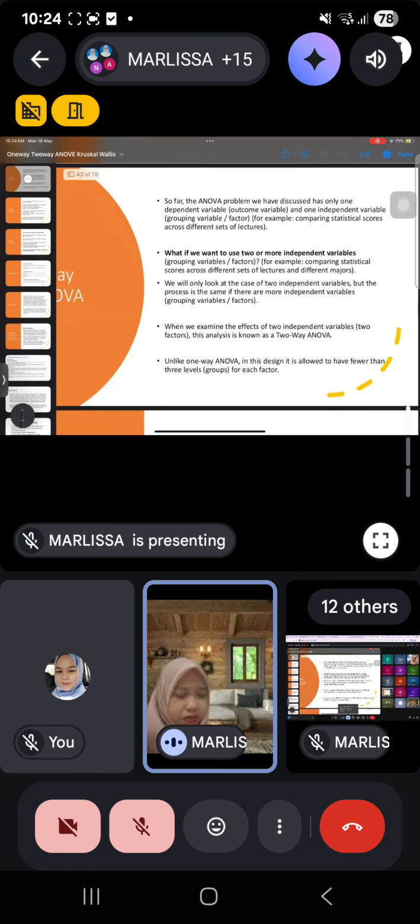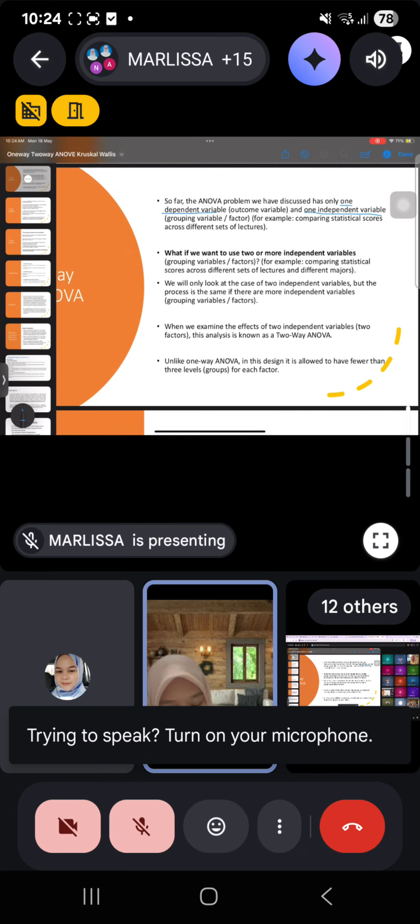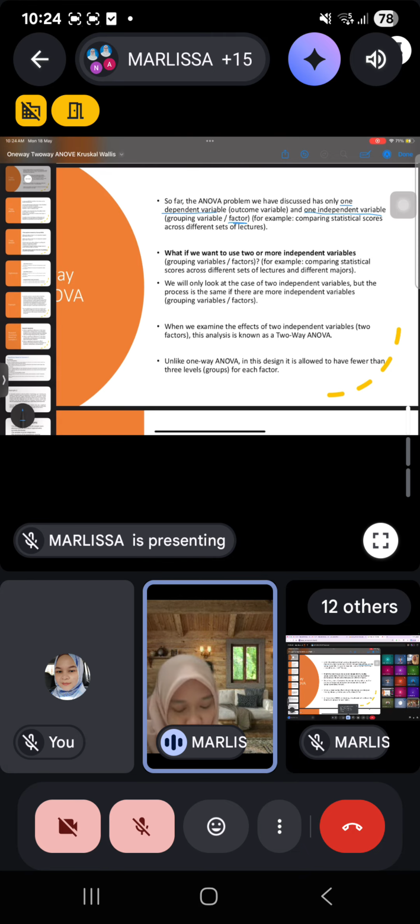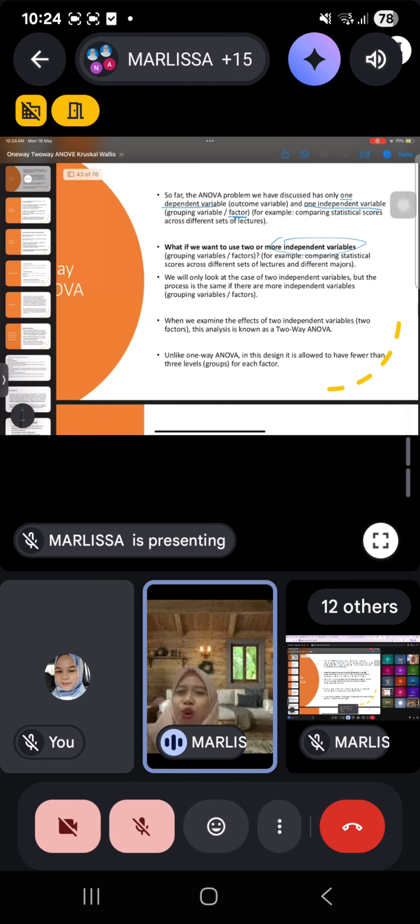All right, so like I said before, the ANOVA problem that we have discussed just now, and also a few weeks ago, has only one dependent variable and one independent variable, or we call it factors too. So what if we want to use 2 or more independent variables, like gender, sets, backgrounds, and things like that? Do we have to run multiple ANOVA and t-tests? It's very hard work, and it's very complicated.